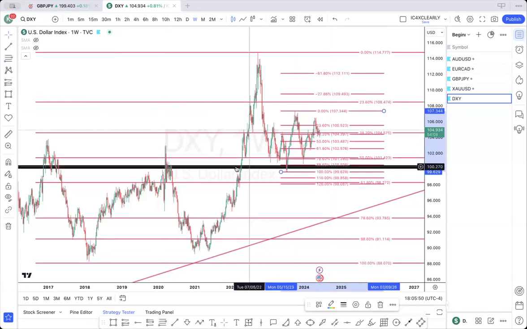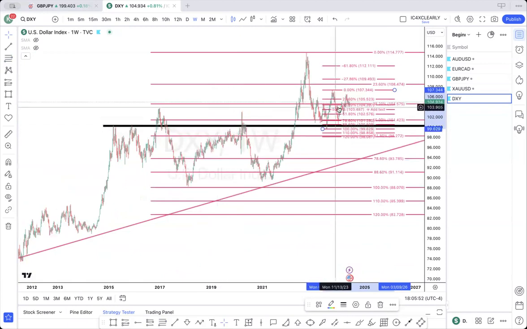So price came back, retested this key level, pushed up, broke structure, pulled back to the 78. So now it's probably buying up to the negative 27, the 618, and maybe even these highs here.